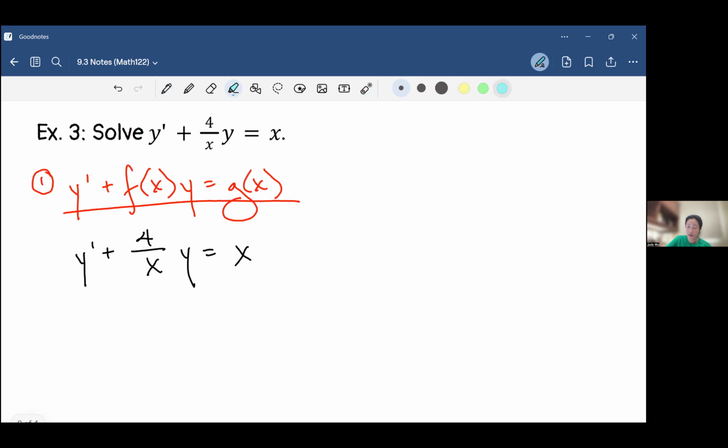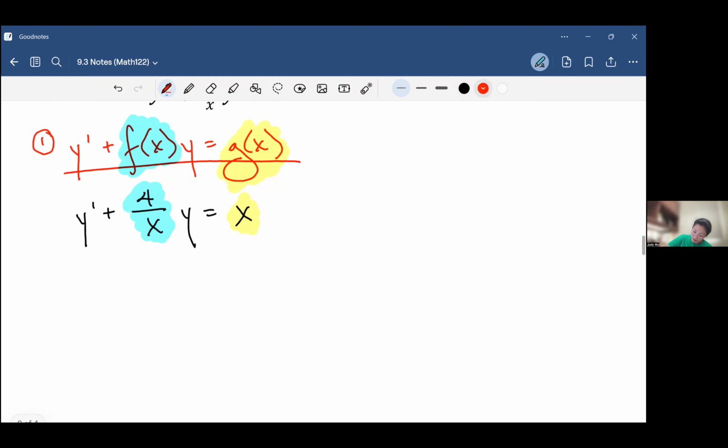So let's do a little color coding here. My f of x is the 4 over x. And my g of x is my x. Okay, so do we kind of see how everything is lining up here? Sometimes, like in the later examples, we're going to have to do a little bit more algebra to get to this step. But for the first one, I thought it would be great to just make sure we kind of know what it is that we're looking for. Okay. All right, so step number 2.